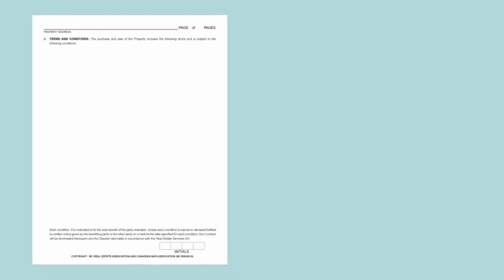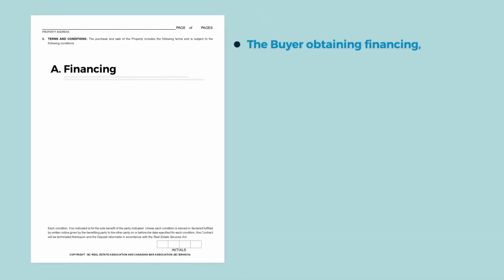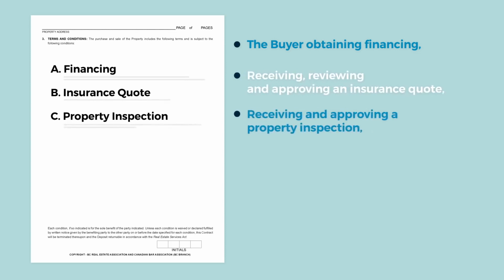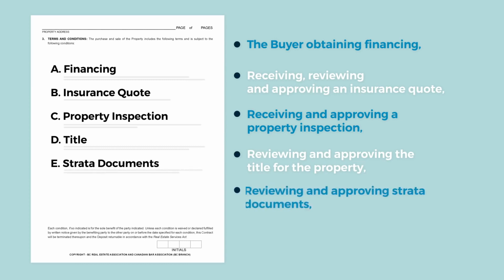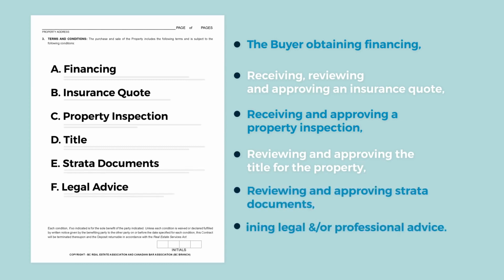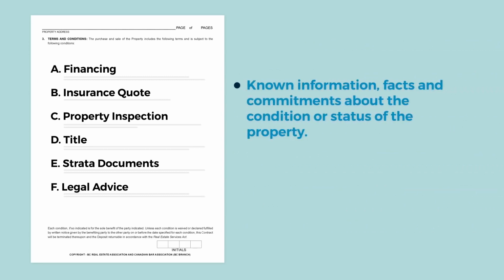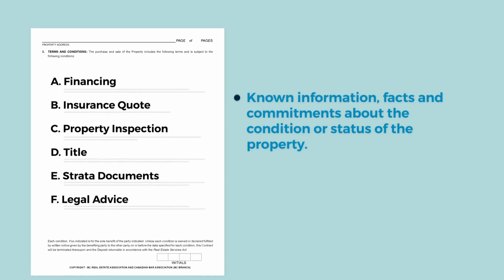Examples of such conditions may include the buyer obtaining financing, reviewing and approving an insurance quote, a property inspection, reviewing and approving the title for the property, reviewing strata documents if applicable, and obtaining legal and/or professional advice. This section may also include known information, facts, and commitments about the condition or status of the property.